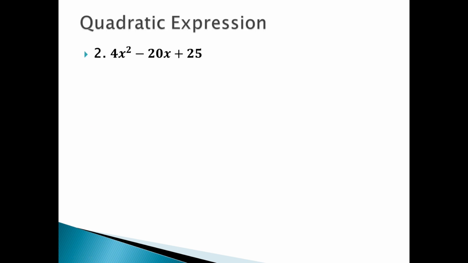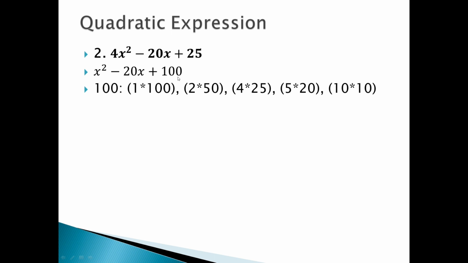Next, for number 2, we have 4x squared minus 20x plus 25. If we apply the same skill that we used a while ago, since the x squared has a coefficient which is 4, we multiply it to the constant term, which is in this case 25. So we'll get x squared minus 20x plus 100. Then, getting the factors of the constant term, which is 100, we list them down. That's 1 times 100, 2 times 50, 4 times 25, 5 times 20, and 10 times 10.